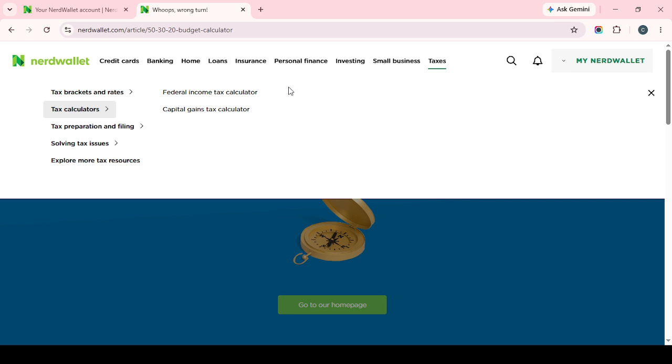As you review the calculator's results, remember that this is meant to be a guideline, not a strict rule. Your real expenses may vary depending on your situation, but this tool gives you a clear starting point for planning your budget more effectively. That's how to use the NerdWallet 50-30-20 budget calculator to get a quick snapshot of how your monthly income can be allocated.